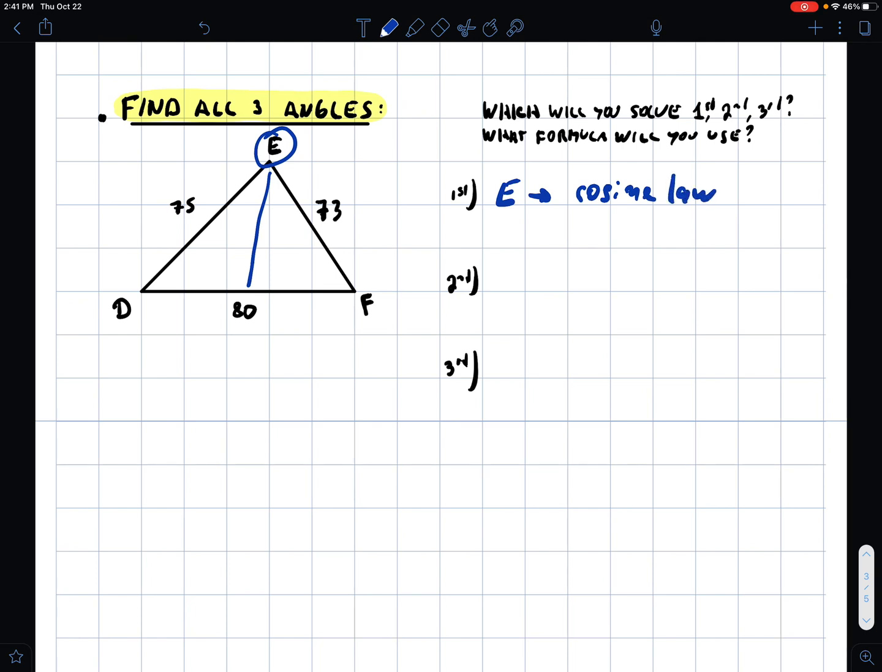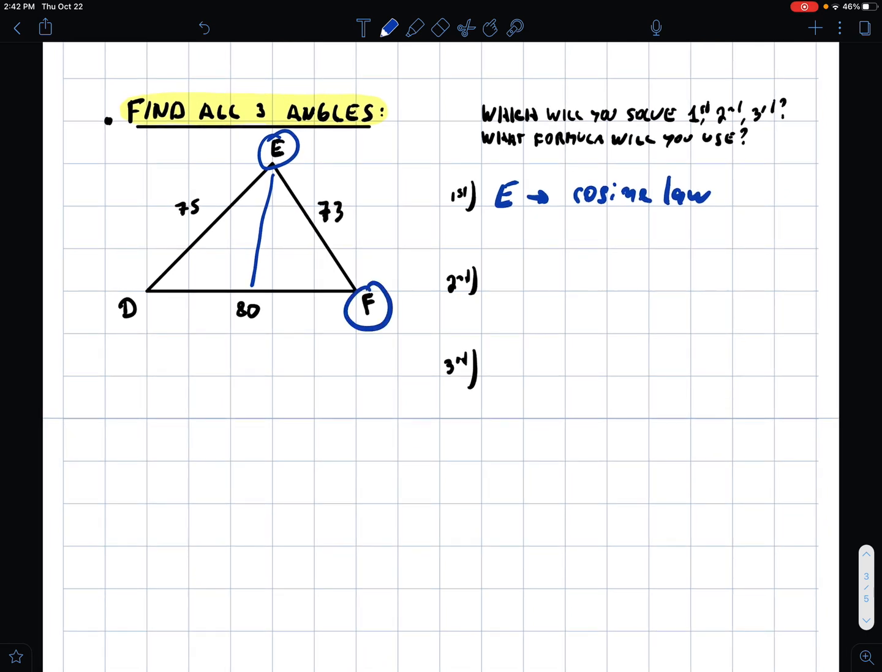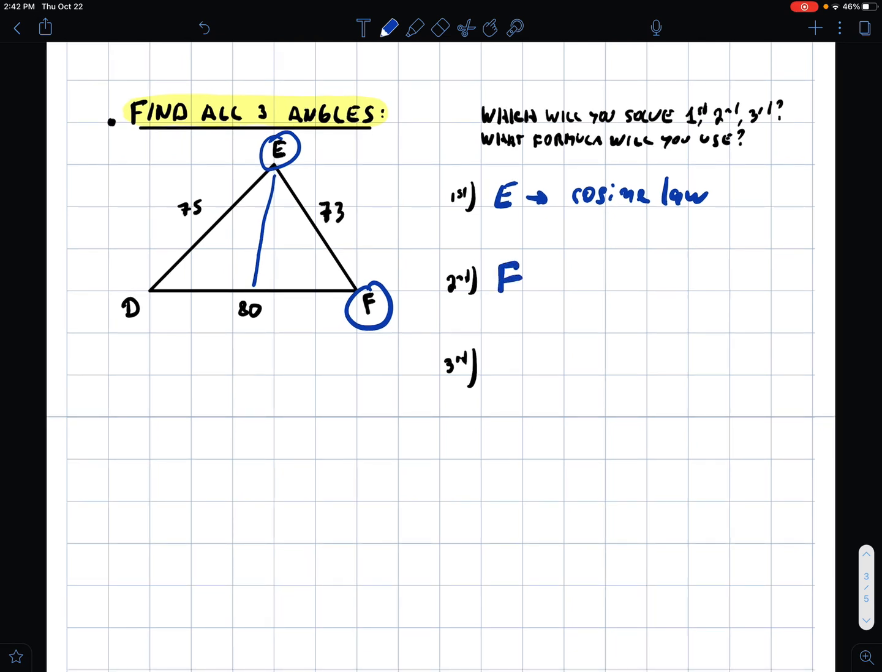Okay, once I have E, that means I do have opposite side, opposite angle. Therefore, now I can find the next angle, which would be, I'll look for F. Why F? Because F is across from 75, and 75 is bigger than 73. Because I have opposite side, opposite angle, I can use sine law to find it, and there I have it. And now the last angle that I have left is D, and I'm going to use 180 minus E minus F to find it. And there it is.